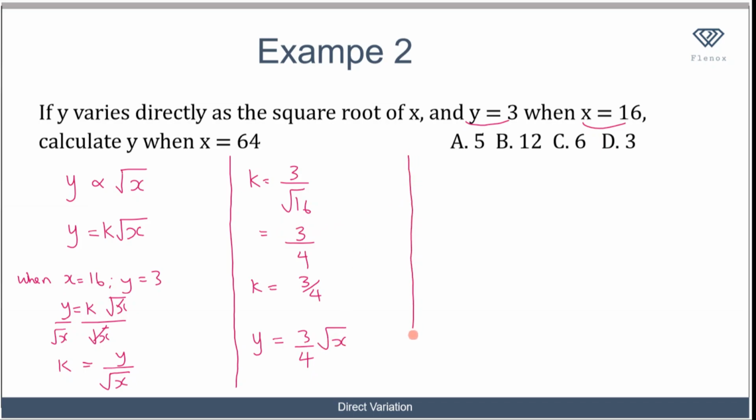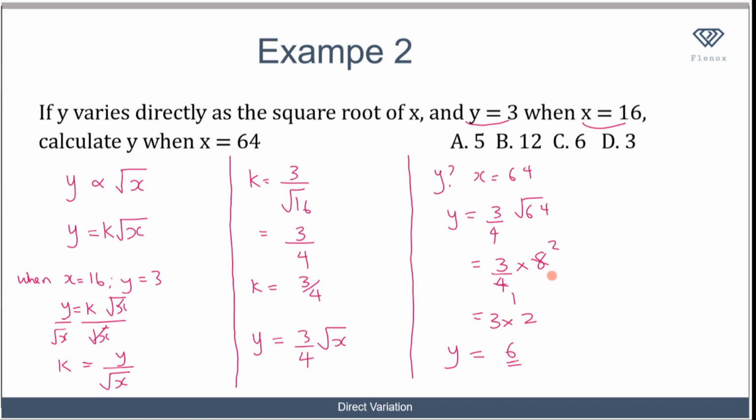So the question now asks us to find y when x is equal to 64. So now we know that y is equal to 3 over 4 times the square root of 64. So we just work that out. The square root of 64 is 8. So we know that 4 goes into 4 once, and 4 goes into 8 twice. So I'm left with 3 times 2. So y will be equal to 6. So the correct option to this question is option T. So y is equal to 6.